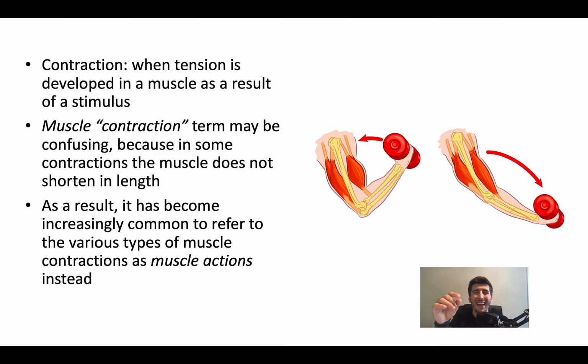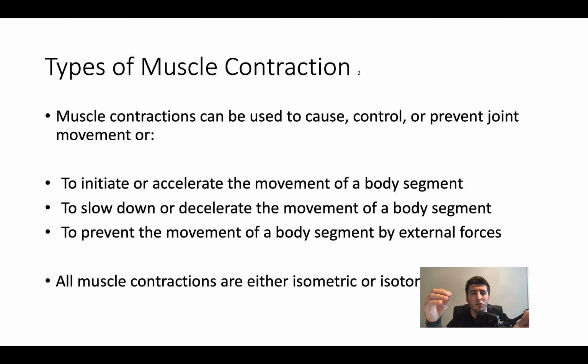A contraction is any time that tension is developed in a muscle as a result of a stimulus. So you can have two different types of contractions. Well, you can actually have more than two. You can have several, but two primary muscle actions that we're going to talk about are concentric, which means shortening, which is this one right here. And there's going to be an eccentric, which is a lengthening muscle action, which is over on the right-hand side here. So there are several different types of muscle contractions, right? There's concentric, eccentric. You can also have isometric contractions as well.